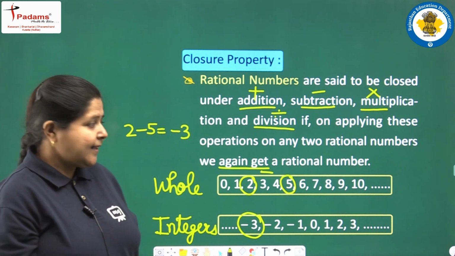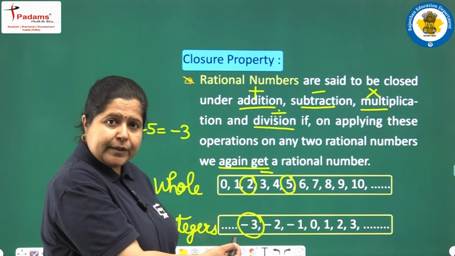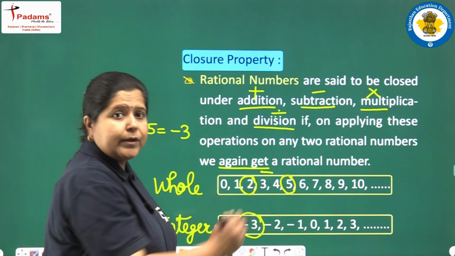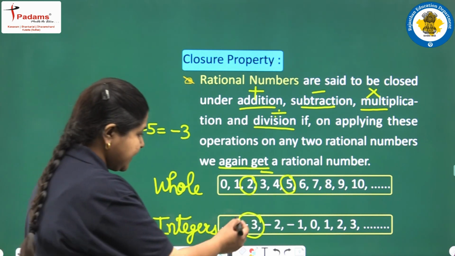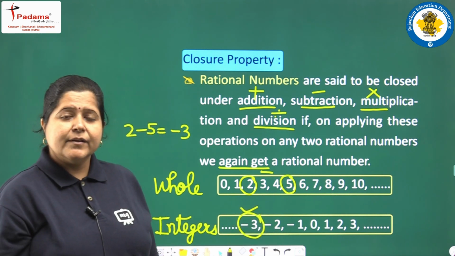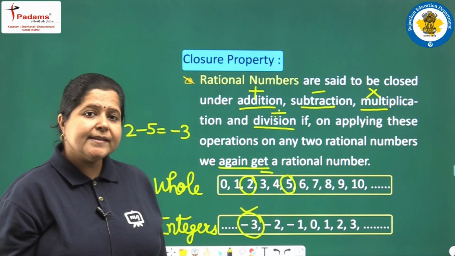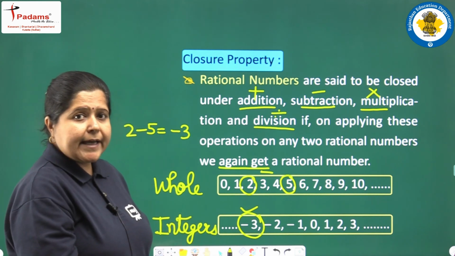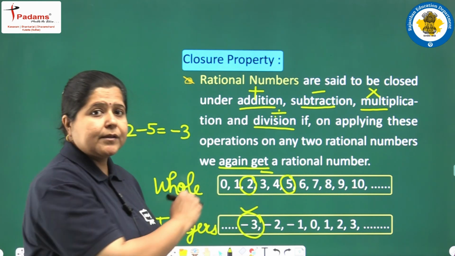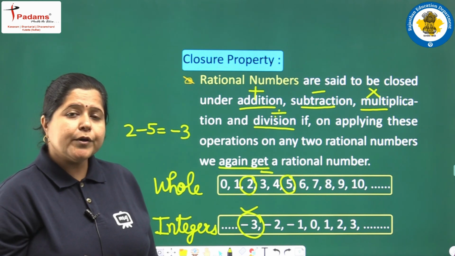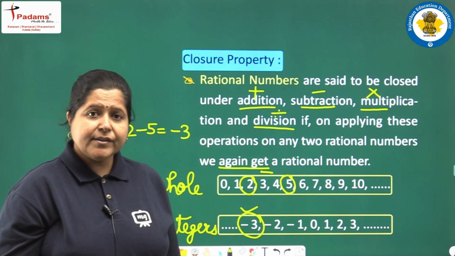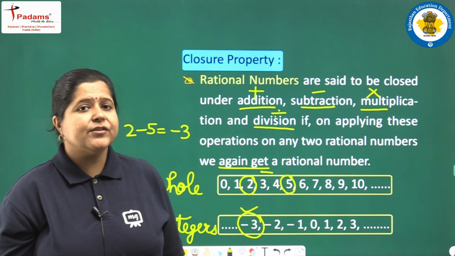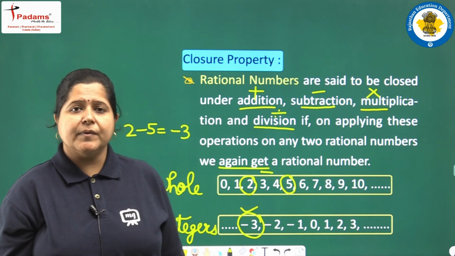What do you see here? When we subtract two whole numbers, the answer that we are getting is not a whole number. Instead, it is an integer. So, here the numbers that we are operating, after operation the answer that we are getting is again not a whole number. So, what do we say? That addition is closed for whole numbers whereas subtraction is not closed for whole numbers.